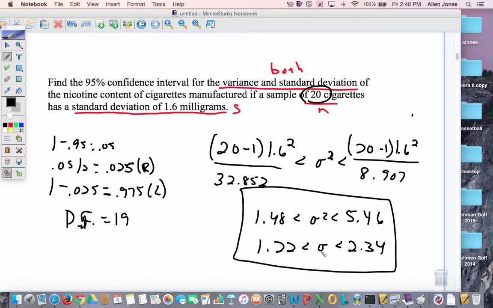So we have an interval for each one. The variance here, you can see the symbol is population variance, and here's our population standard deviation. There's our two confidence intervals.